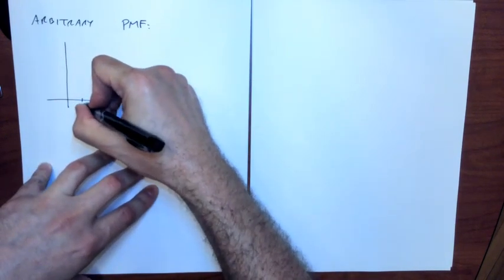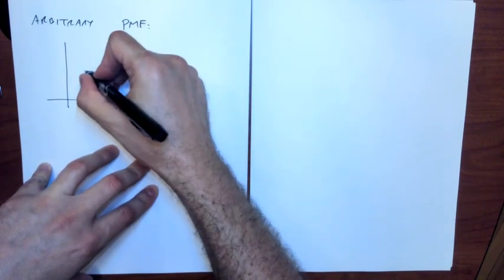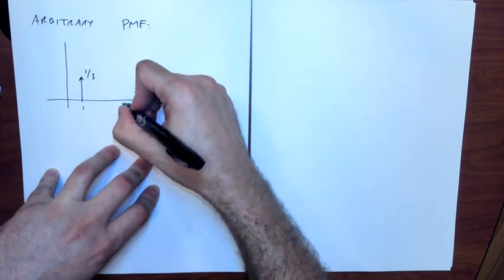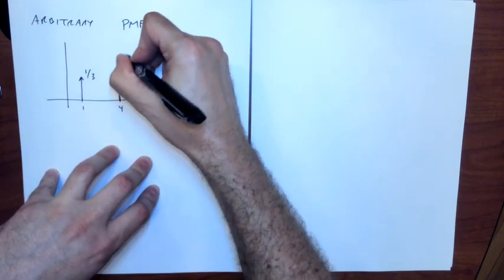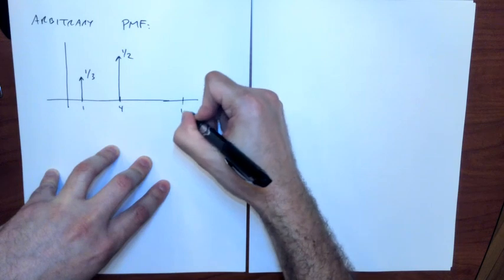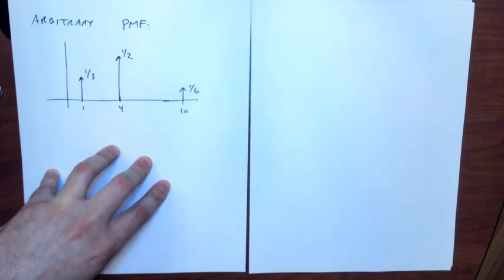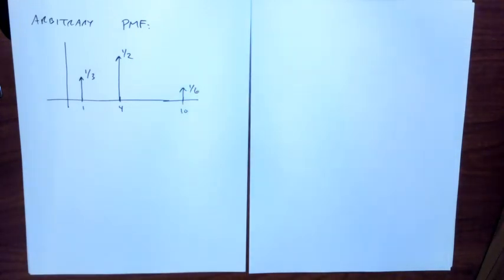So I could say the probability of getting 1 is 1/3, the probability of getting 4 is 1/2, and the probability of 10 is 1/6. That doesn't look like anything that we've seen so far. It doesn't fit into one of our named categories, but it's perfectly fine. It obeys the rules, and it adds up to 1, and there it is. So I could talk about this like anything else.